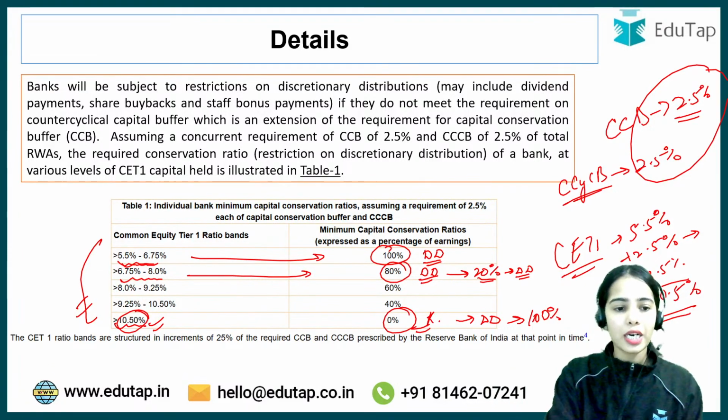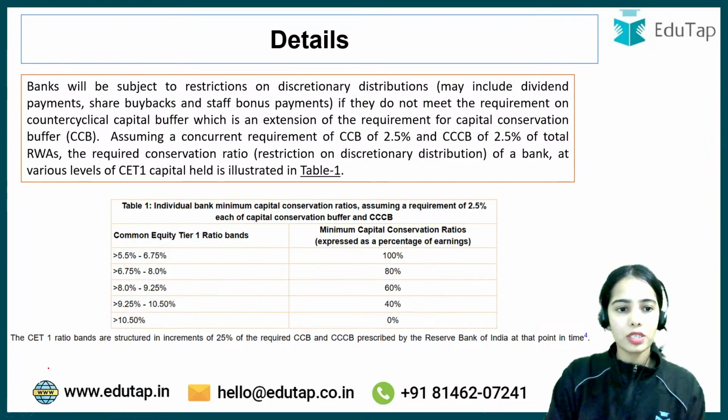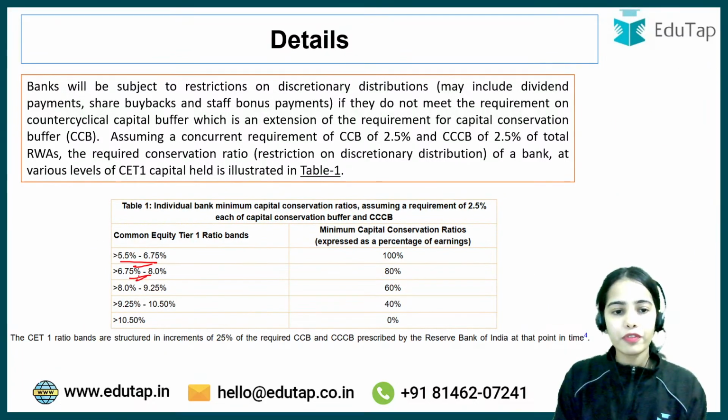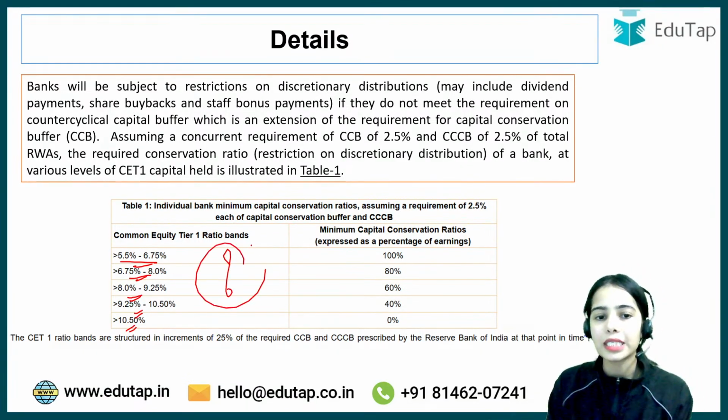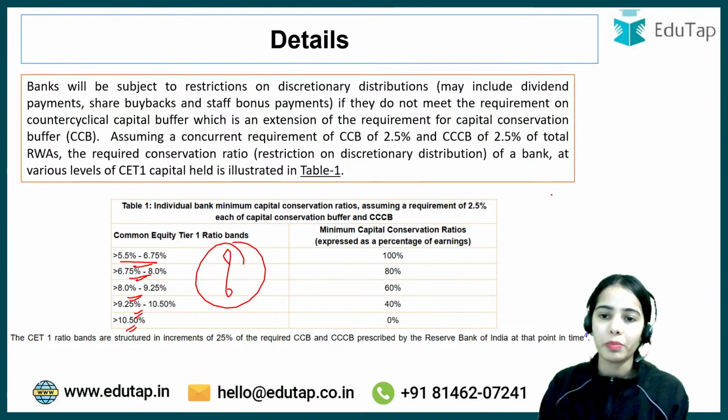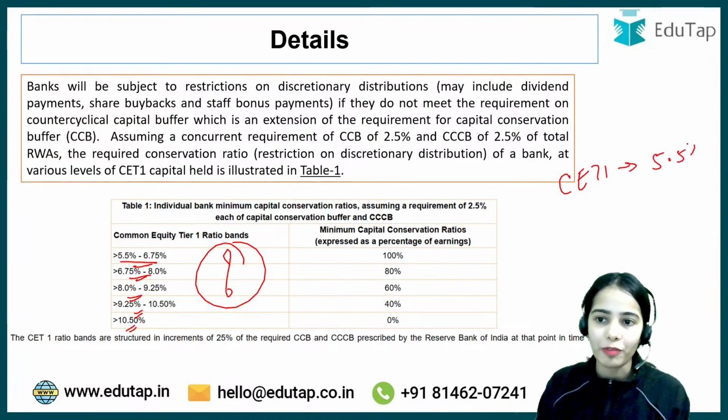Now how the ranges are decided. Now these were the ranges, right? That if the common equity tier 1 is greater than this range, or greater than this range, so how are the ranges decided? So ranges are decided on the basis that for common equity tier 1, the minimum is 5.5%. Now the capital conservation buffer is 2.5%. Countercyclical capital buffer is 2.5%.